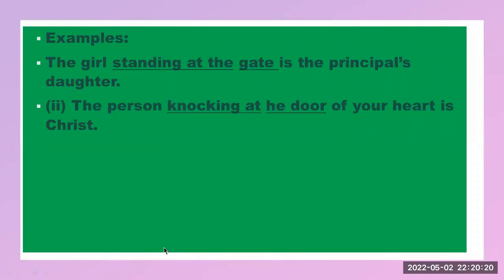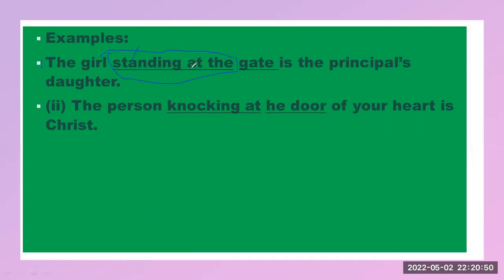Now, these are the various examples. The first one, the girl standing at the gate is the principal's daughter. The girl standing at the gate. That's example one, all right? So standing at the gate is a group of words containing a participle. The participle here is standing, all right?